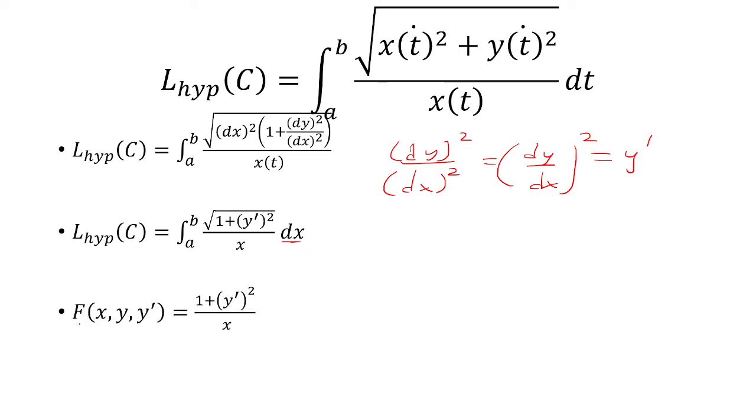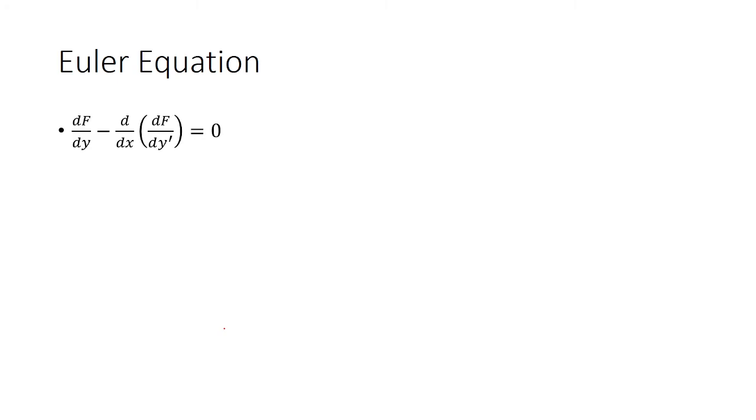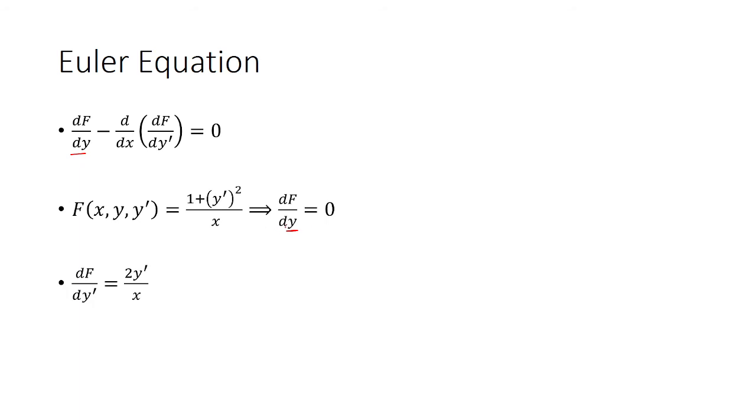So now capital F we found is just the square root of 1 plus y prime squared, over x. And this is Euler's equation: df over dy minus d over dx of df over dy prime equals 0. F we found to be the square root of 1 plus y prime squared over x. So first, solving for the derivative of F with respect to y, that's just 0, because y prime and x are just constants. They're not the same thing as y. So you're taking the derivative of a constant, that's 0.